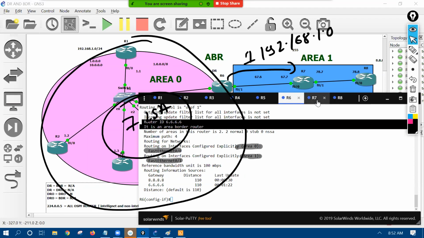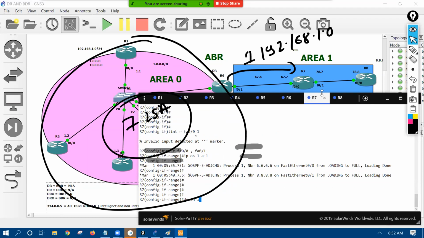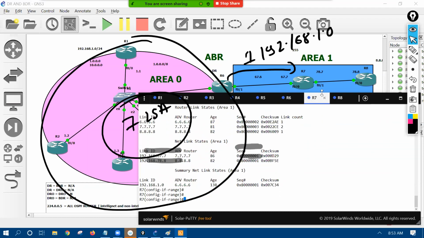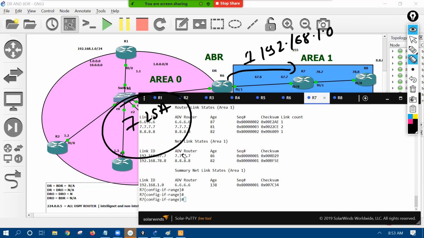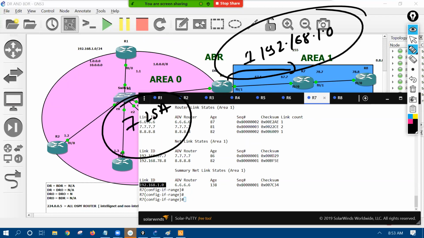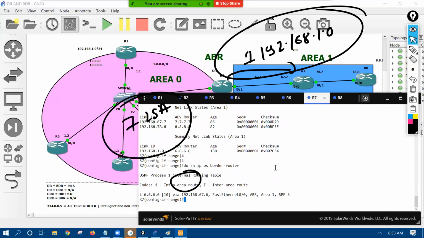Have a look on the R7 router. Do show ip ospf database. Can you see what's happening over there? Summary LSA. For which area? Area number 1. Link ID is this, and who is generating this LSA? The router ID 6.6.6.6. That is the ABR router.